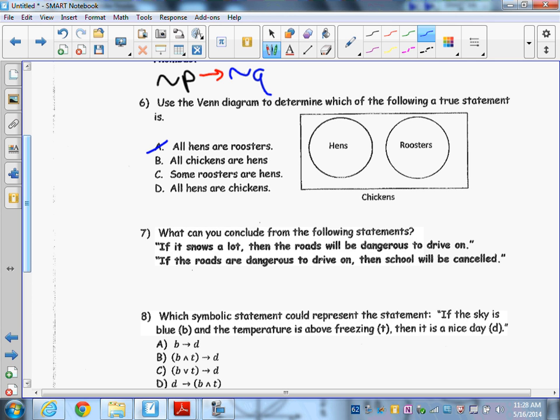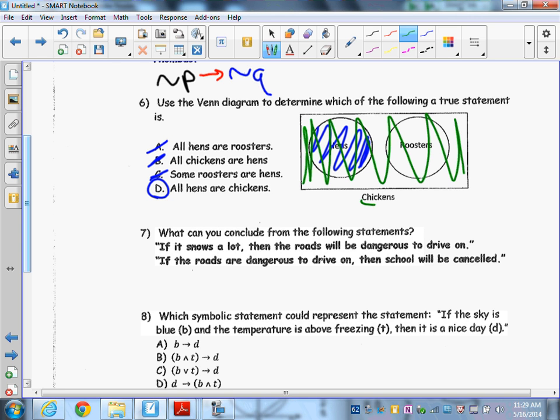No hens are roosters. So you have your hens on the left, your roosters on the right. Letter B says all chickens are hens. That's also not true because chickens can be roosters. Some roosters are hens, not true. No roosters are hens. The last one is true, all hens are chickens. So no matter where you are with hens, you have to fall somewhere in the range of chickens, which is the whole entire box. Remember, chickens is down there.